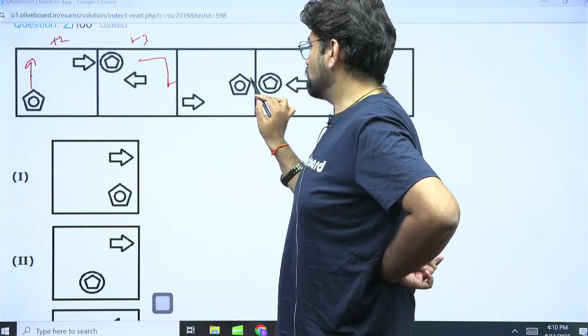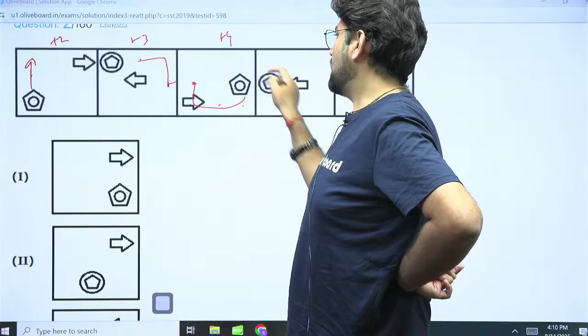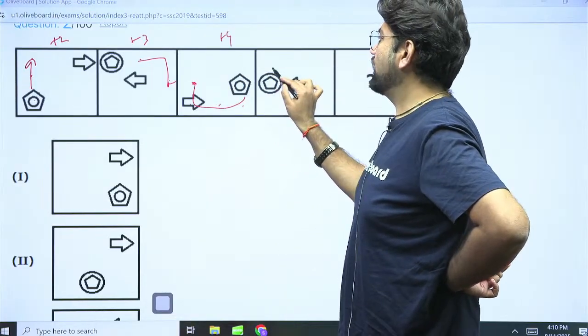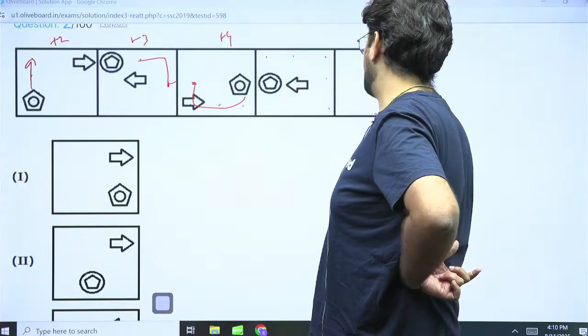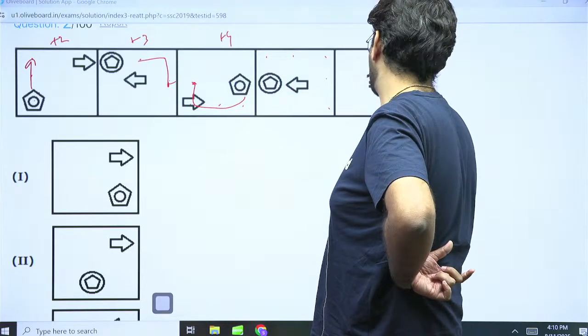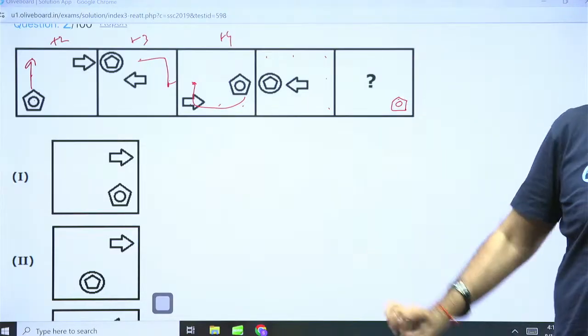So from here it has to go 4 steps. So 1, 2, 3, 4 steps. Yes, it is going 4 steps again. And again the same switch. So from here it is going to go 5 steps. So it's 1, 2, 3, 4, 5. And again the circle is going to go inside and the pentagon is going to come outside. So the bottom right corner will have this figure.